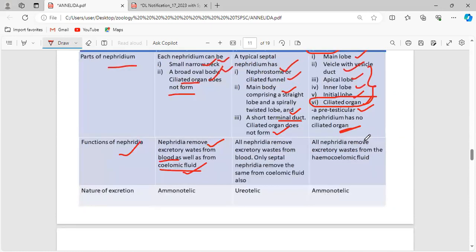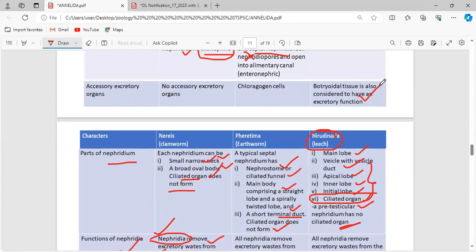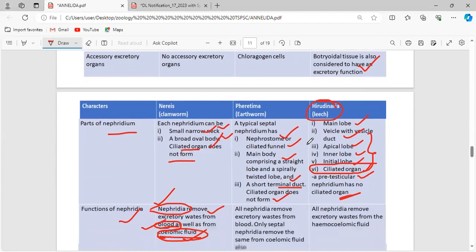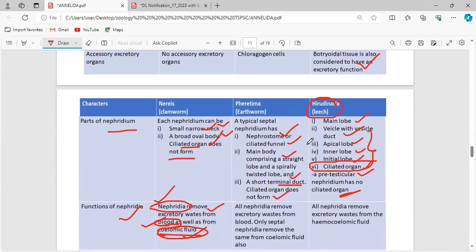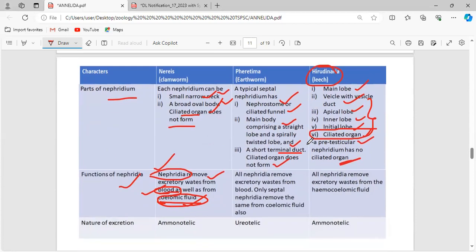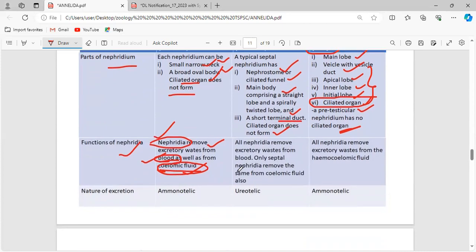From the blood as well as the coelomic fluid, nephridia has the capacity to remove the excretory waste from the blood. Why are we saying this botryoidal tissue is also considered an excretory organ? Only because of the presence of botryoidal tissue inside the body cavity, it can also help the organisms to eliminate the waste from the coelomic fluid also. Okay, clear.